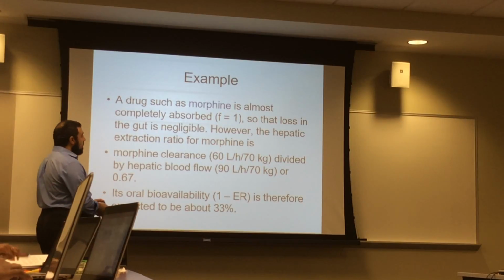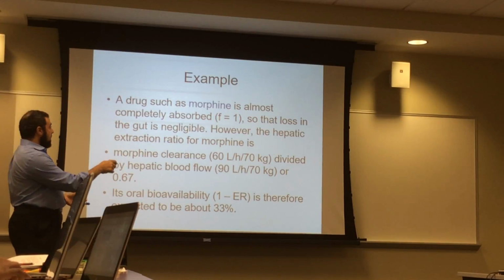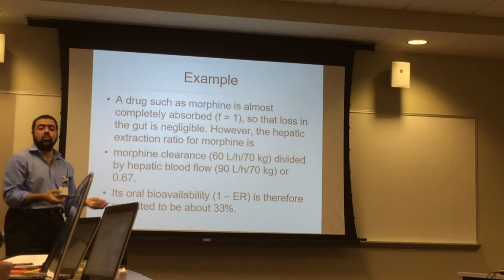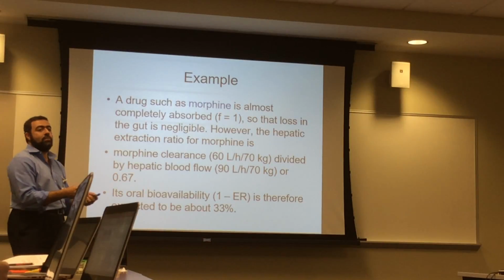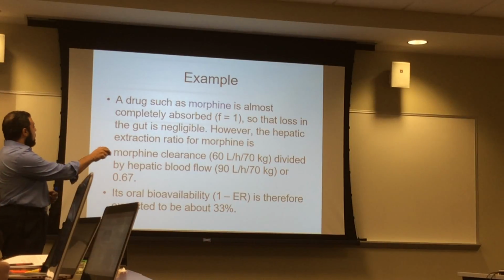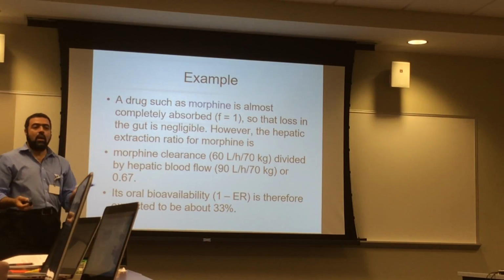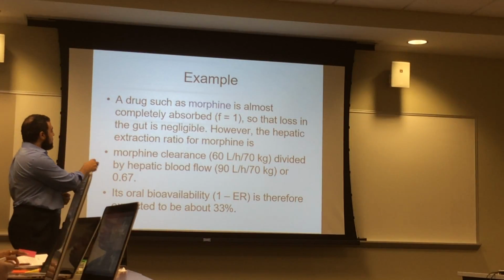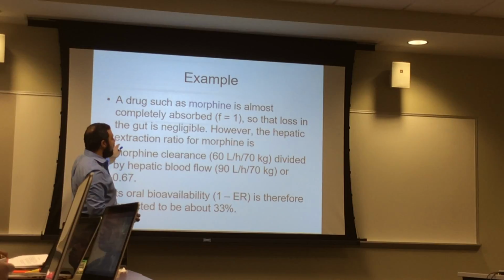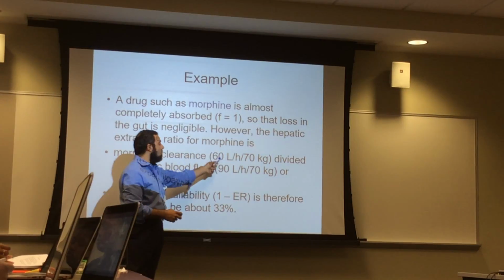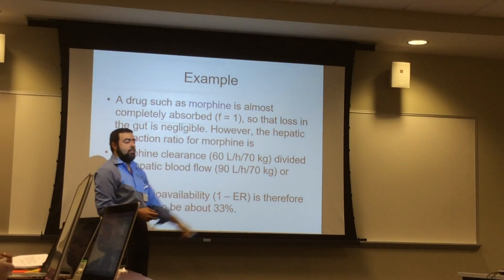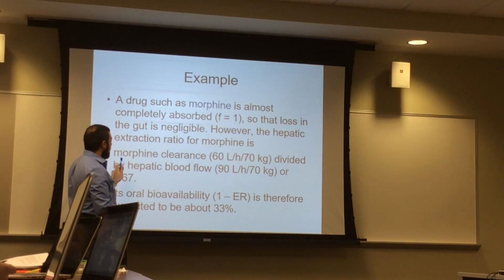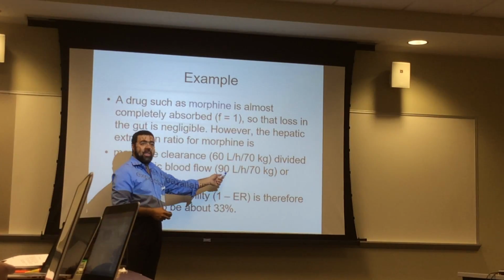Okay. So for a drug like morphine, it's almost completely absorbed, which means the fraction absorbed is 1, because 100% of the drug is absorbed. So the loss in the gut is not really any, it's not mentionable. But the hepatic clearance of morphine is around 60 liters per hour for a 70 kilogram person. And also, the liver gets 90 liters per hour for that same person.